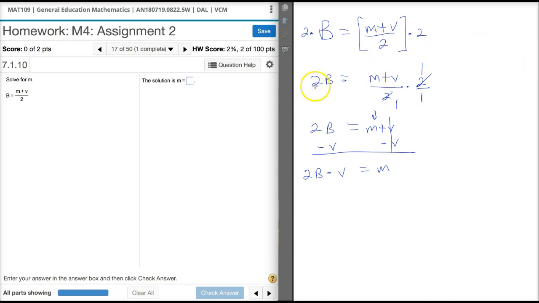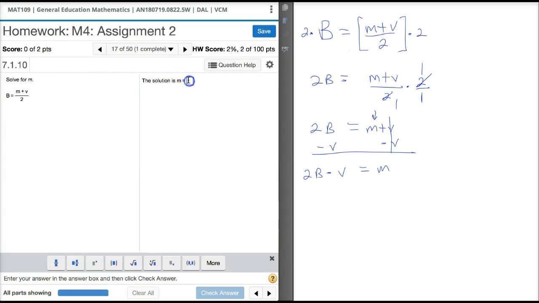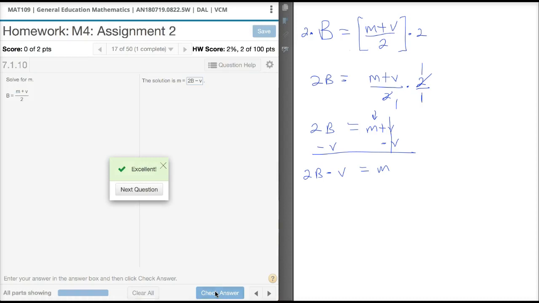Now, when typing in this answer, make sure that you type it in exactly how you wrote it, or exactly how I wrote it here. In math, a capital B is different than a lowercase b. So make sure that you write this in as 2 times capital B minus lowercase v. Okay. So then we're good on that.